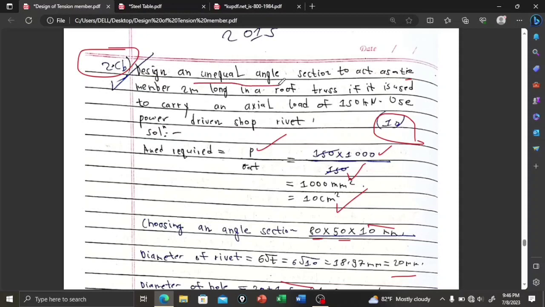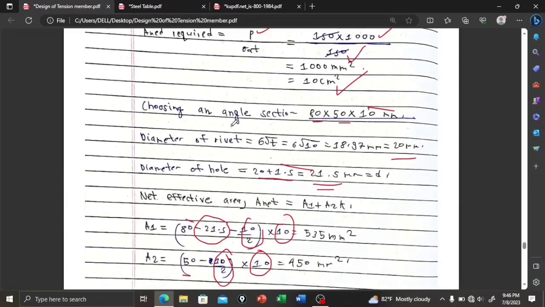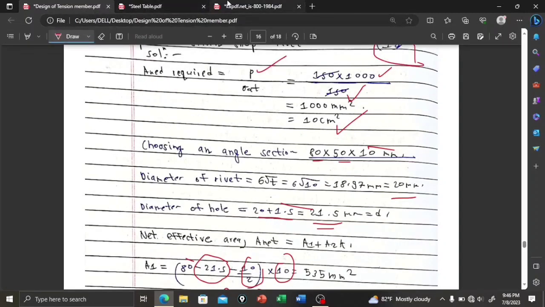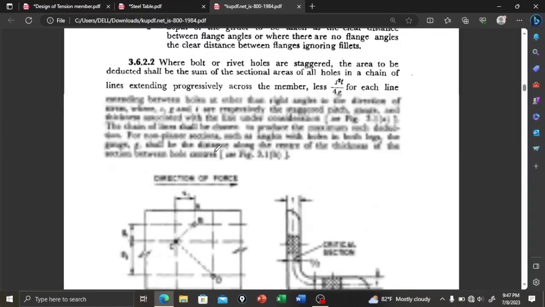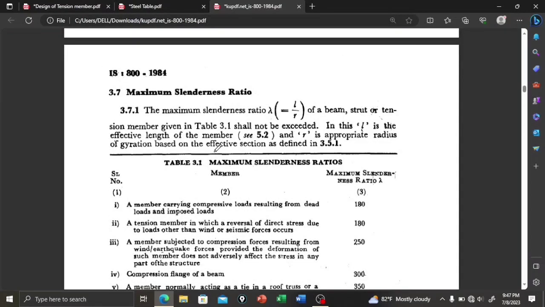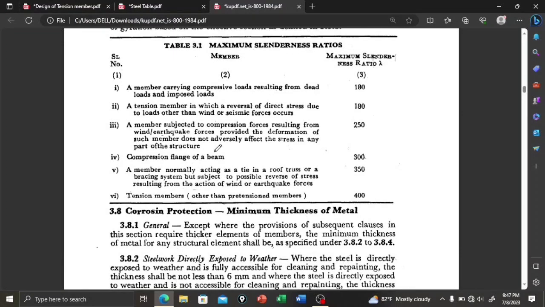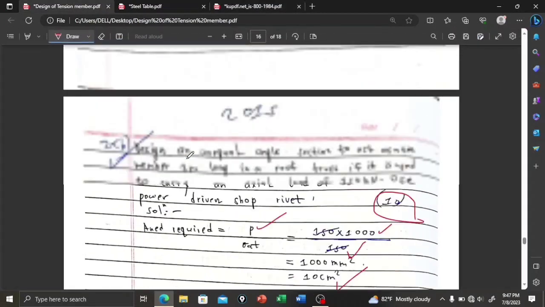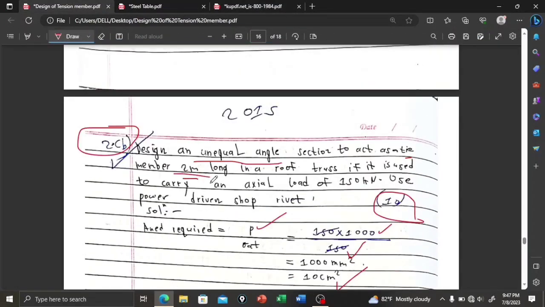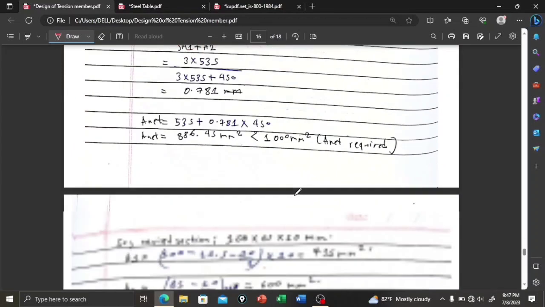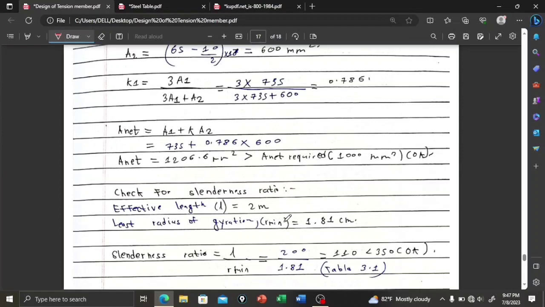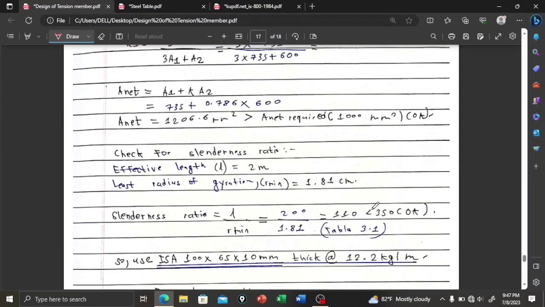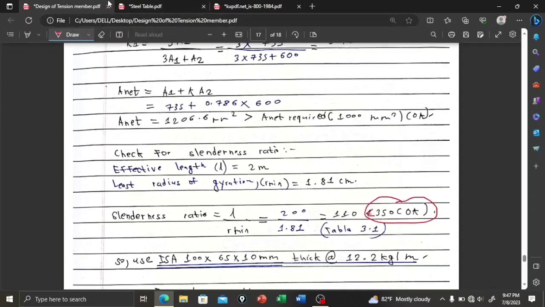Design an unequal angle section. So it is a single angle section, because in a single angle section the length is given as 2 meters, so slenderness ratio should be less than 350, and this value is given here.